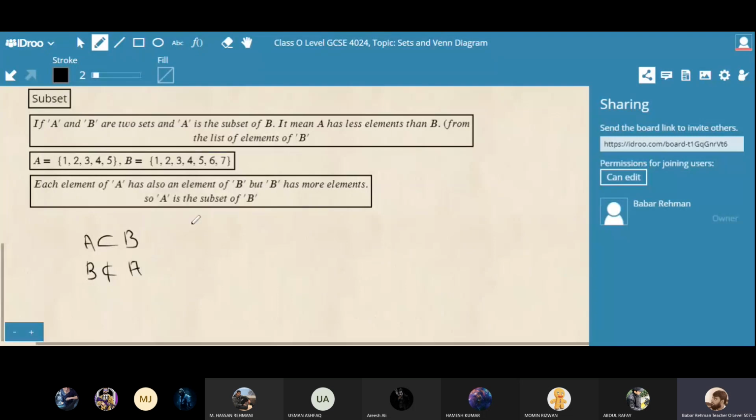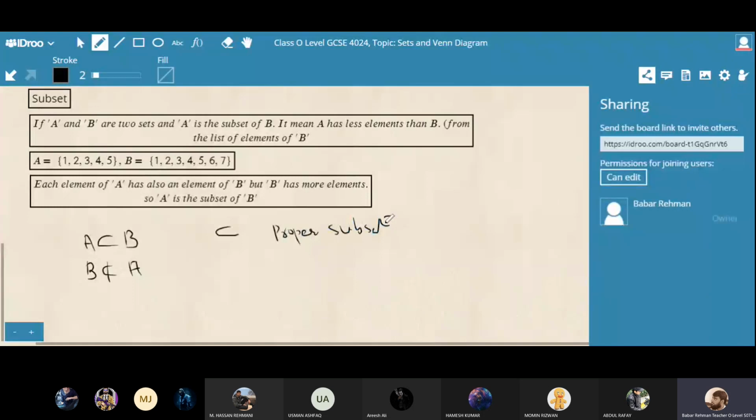This is also called proper subset. You can also use this symbol as a proper subset. And proper subset means when two sets are not equal and one is a subset of another. So for proper subset, we can also use this symbol. Okay.